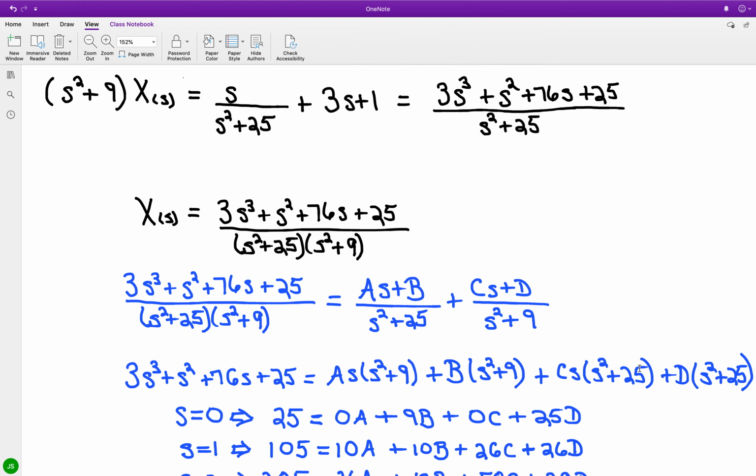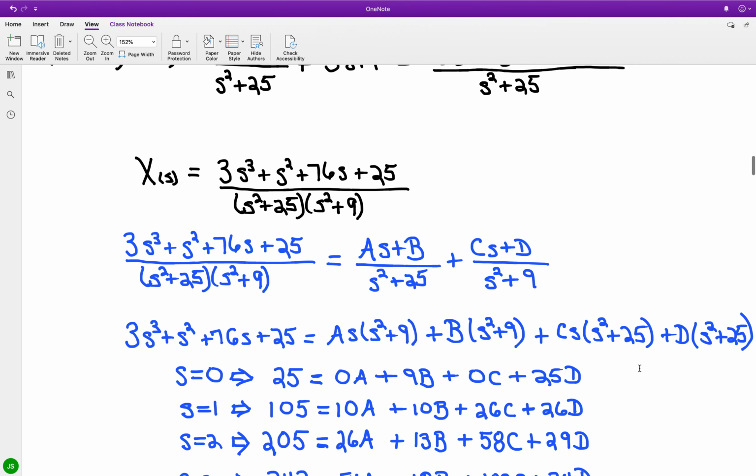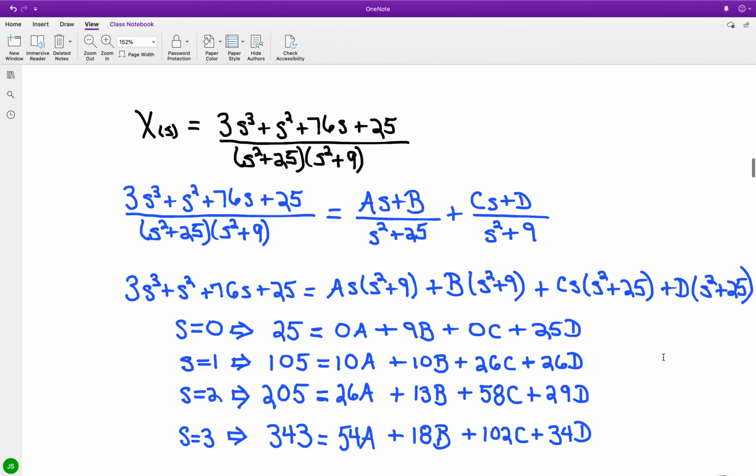Setting up a system of 4 equations, since you have 4 unknowns, which will require 4 equations. I just set s to 0, 1, 2, and 3, and plugged in s at each stage for all the terms throughout the above equation, and I came out to these values.